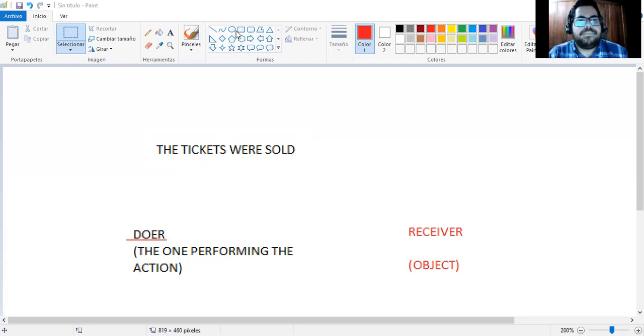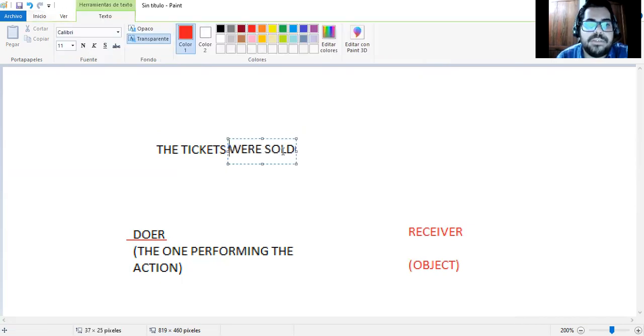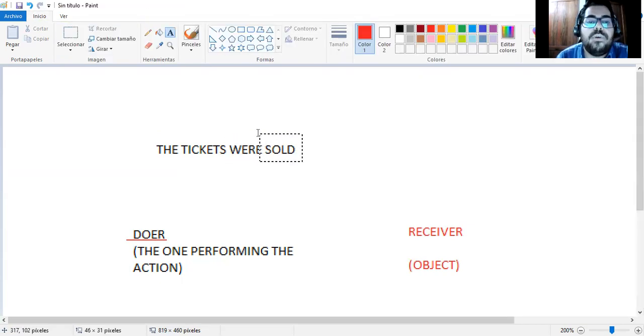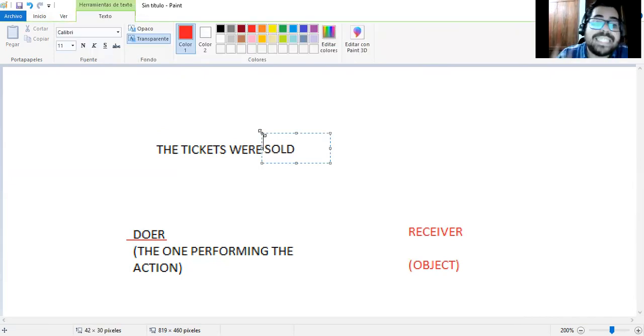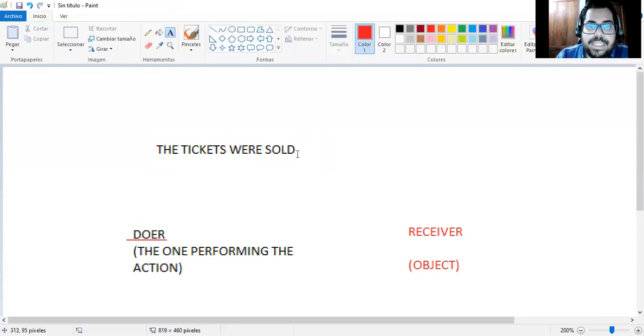Let me tell you here. This is a passive voice sentence. Remember, in the passive voice we care about the receiver, the one receiving the action, the object. So, the tickets were sold, and we have the structure of the passive voice, right? The verb to be in past tense, and sold, which is the third column, the past participle of the verb.